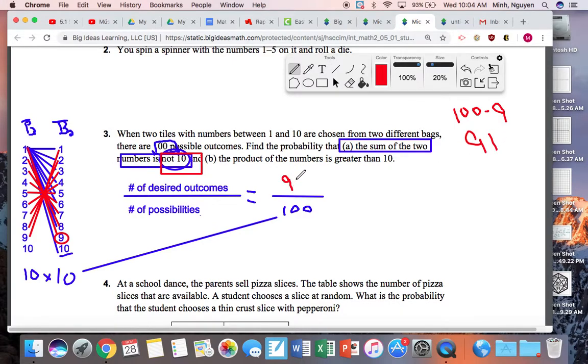So you could have done this one of two ways. You could say, okay, I want to make sure that it does not add up to 10, so I'm going to count the ones that do add up to 10 and subtract it from the total. So 100 minus 9 is 91.